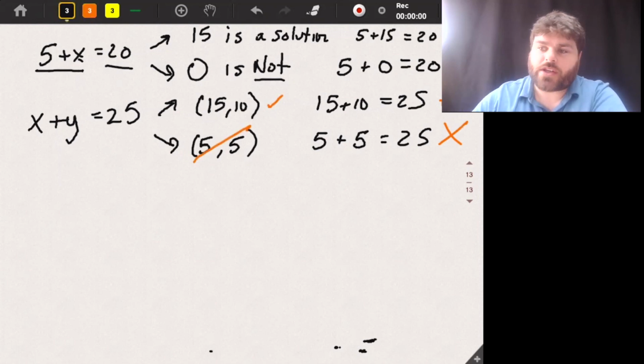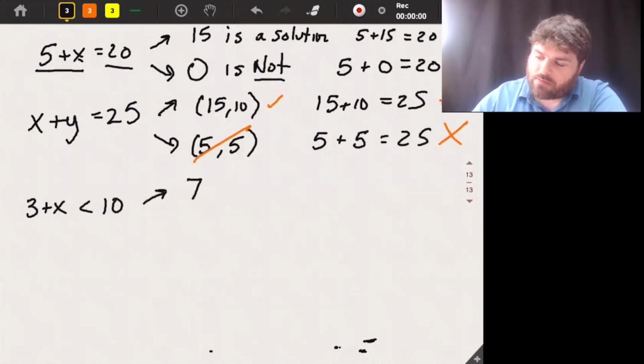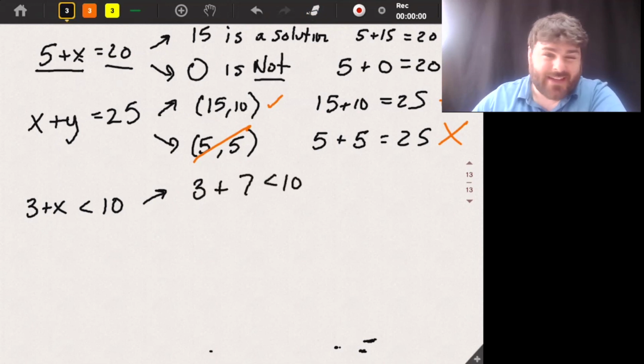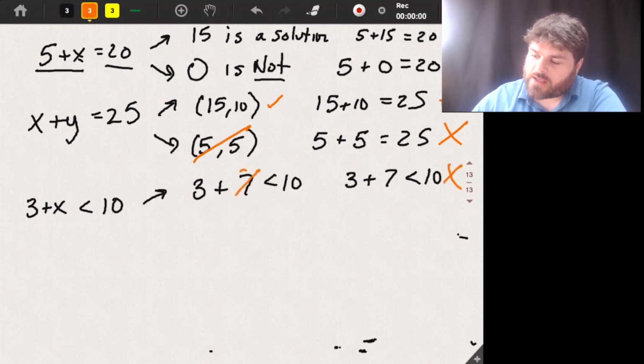All right, next let's deal with an inequality: 3 plus x is less than 10. Let's try the number 7. Is 7 going to be a solution? When we plug it in, we get 3 plus 7 is less than 10. That says 10 is less than 10. Is 10 less than 10? No, that's not true. Because 3 plus 7 is not less than 10, 7 is not a solution.